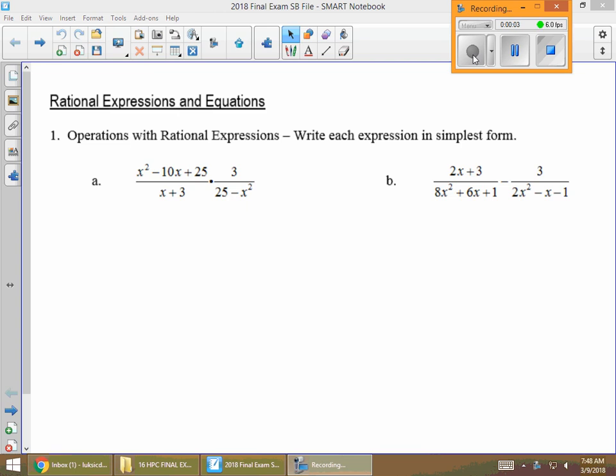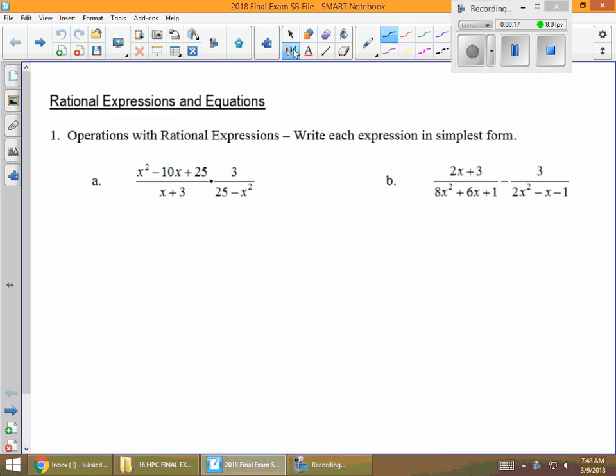All right, rational expressions and equations. So when you're doing a multiplication problem with rational expressions, really you are just doing a factor and cancel problem. It looks a little fancy, but really you can just put everything in parentheses and factor and cancel from there.